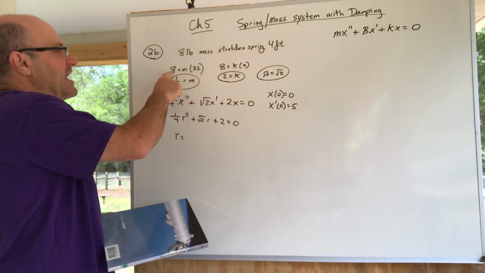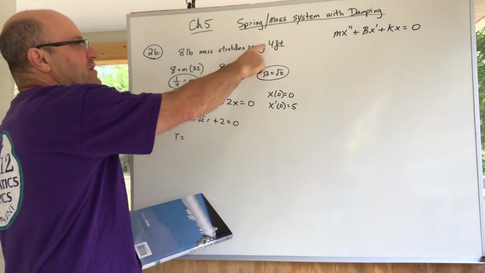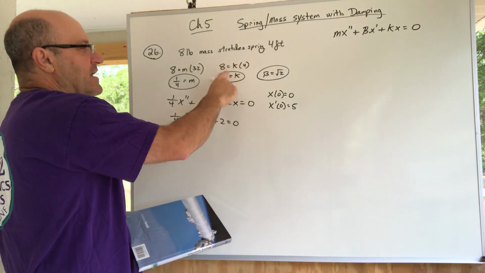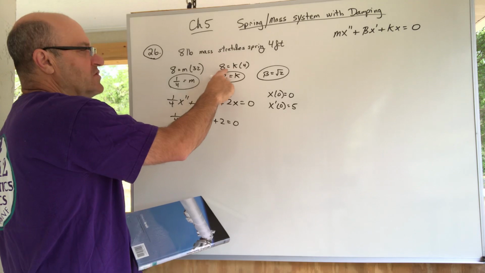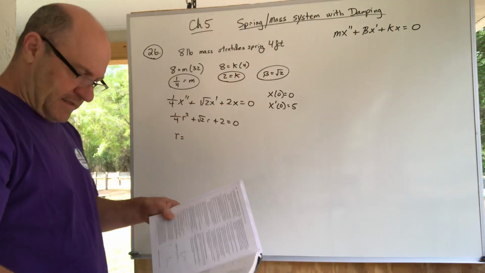And of course, if it's an 8-pound mass, the mass is actually a fourth, 1/4. If it stretches 4 feet, K is 2. The 8-pound force stretched 4 feet, K is 2. And then there's this sentence.